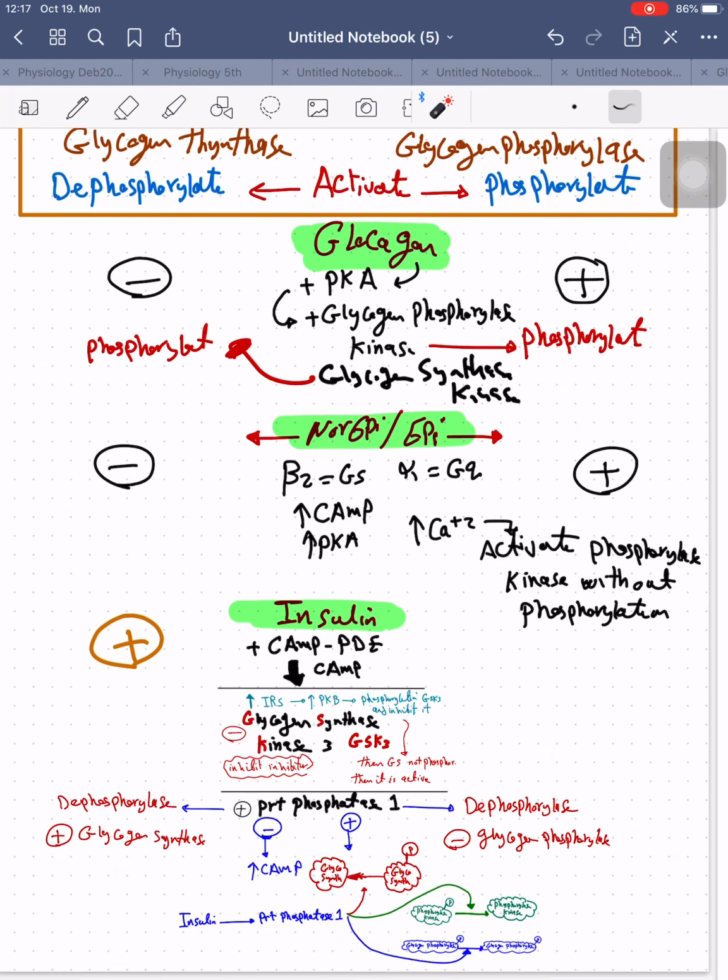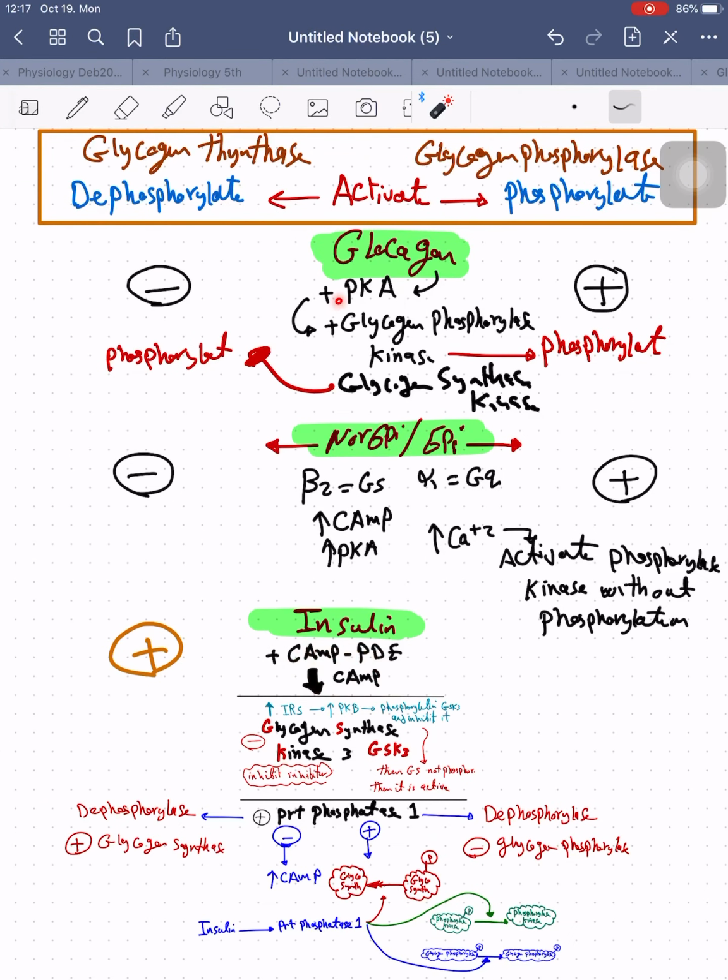And the logic: if I decrease cyclic AMP, I do not activate PKA, so I am not activating these two kinases. What happens if you are not activating these two kinases? You will have dephosphorylation here. I'm not adding phosphate here. What happens to this one? It is active. If I'm not activating glycogen synthase kinase, I don't add a phosphate here, and this one is active. If I'm not activating phosphorylase kinase, I don't add a phosphate here, so this one is not active. Am I clear? This is the first level of regulation.